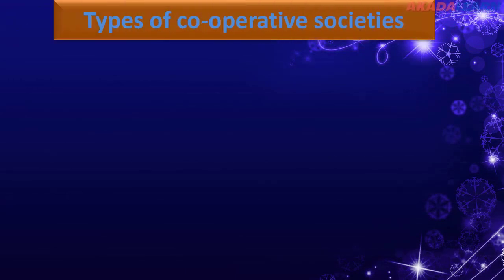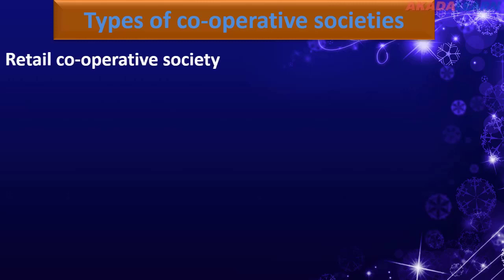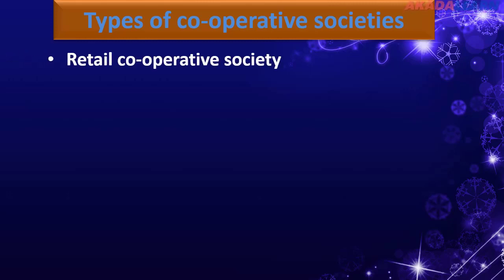Now let's look at the types of cooperative societies. We have 1. Retail cooperative society. This is a cooperative society formed by small independent retailers who pool their resources together to enable them buy in bulk and then sell the goods at lower prices to their members, who receive some form of patronage returns based on the amount of goods they purchased.